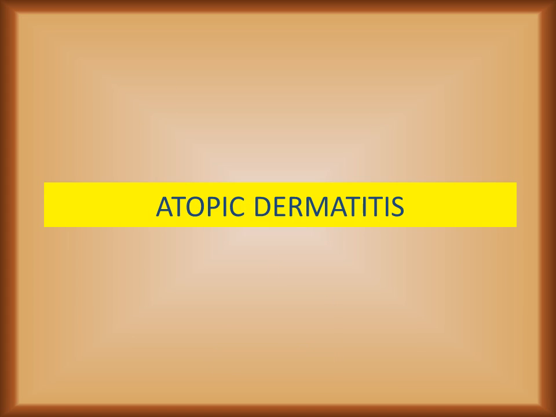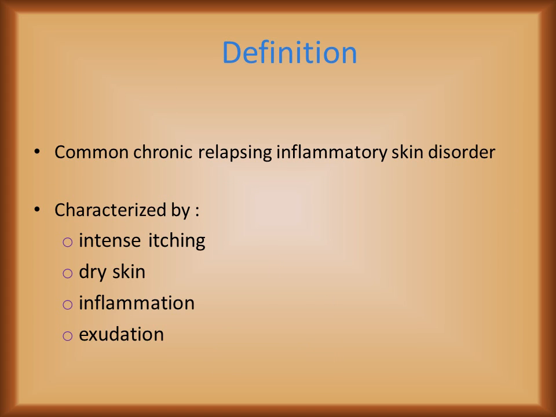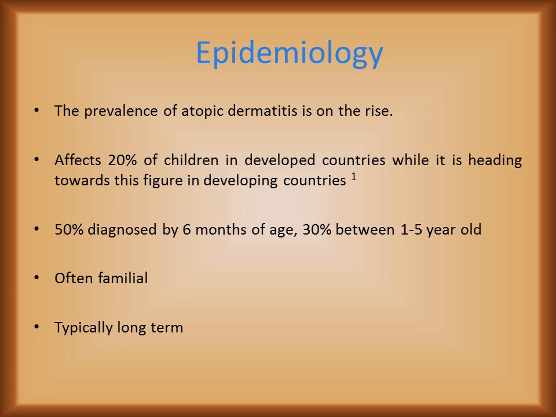Atopic dermatitis. What is atopic dermatitis? It is a common chronic relapsing inflammatory skin disorder, characterized by intense itching, dry skin, inflammation and exudation. Epidemiology. The prevalence of atopic dermatitis is on the rise. It affects 20% of children in developed countries, while it is heading towards this figure in developing countries.